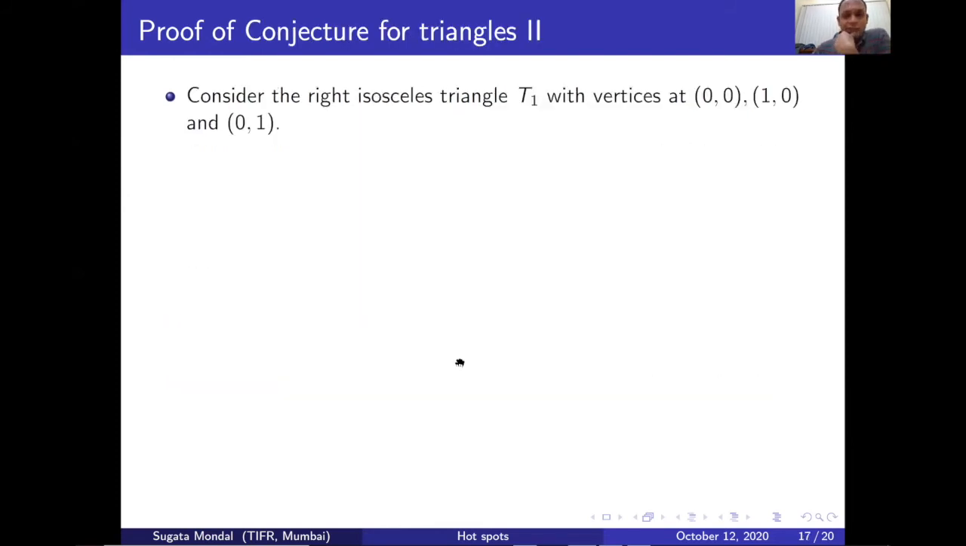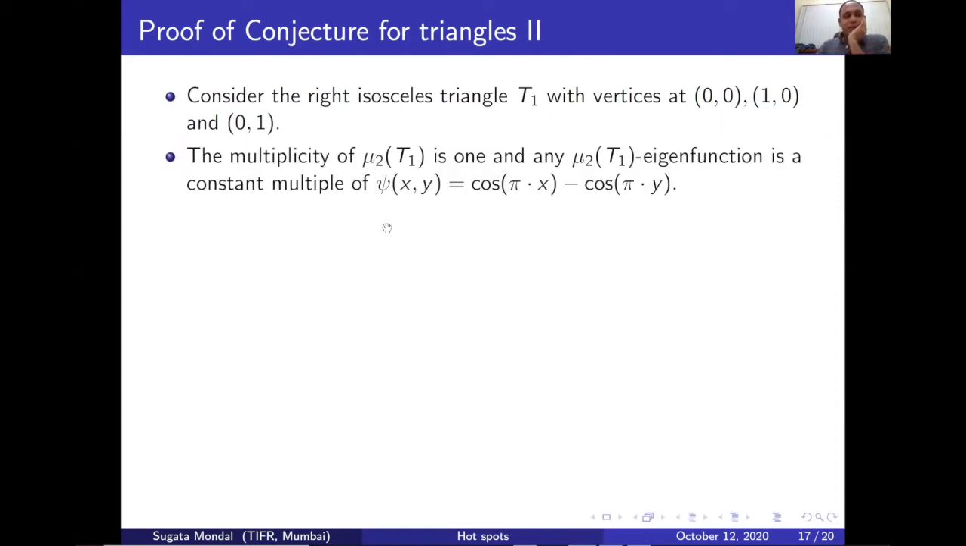I start with a very explicit triangle, namely the right isosceles triangle with these explicit vertices. I take (0,0), (1,0), and (0,1) as these three vertices. For this particular triangle, the second Neumann eigenvalue is known, and its eigenfunction is also known. The second Neumann eigenspace is simple, one-dimensional, and any second Neumann eigenfunction is a multiple of cosine pi x minus cosine pi y.